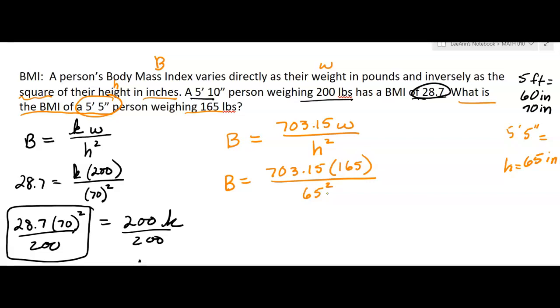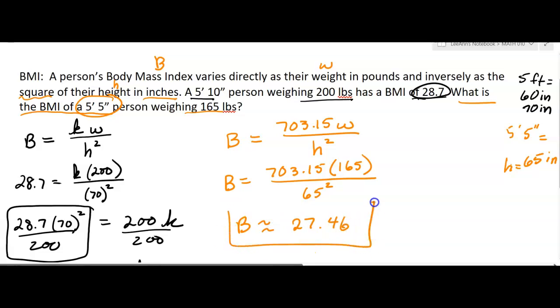So I'm back to my calculator. 703.15 times 165. Divided by, and then I'm going to go 65 squared, and I'm getting a BMI of about 27.46, and then there's more, but I'm just going to go 2 decimal places on that. So that would be the body mass index. So there you go.